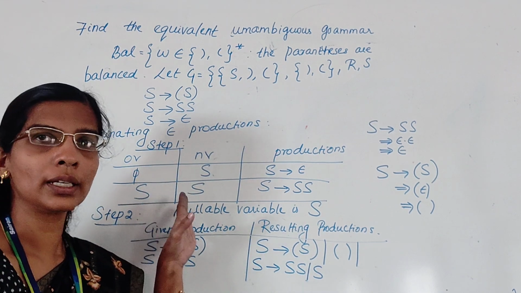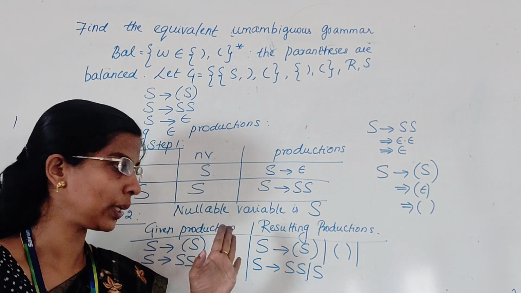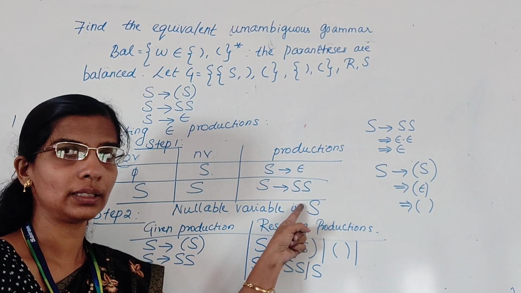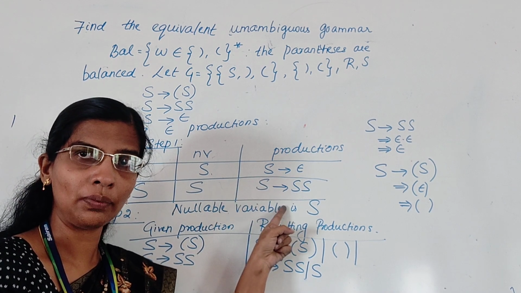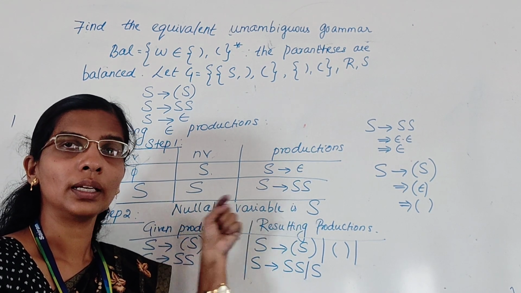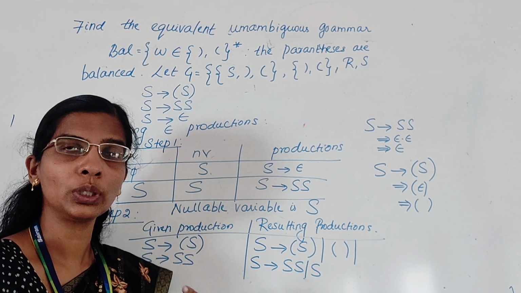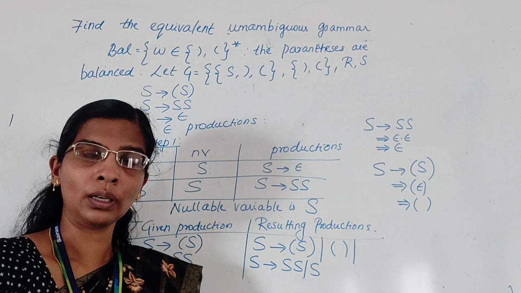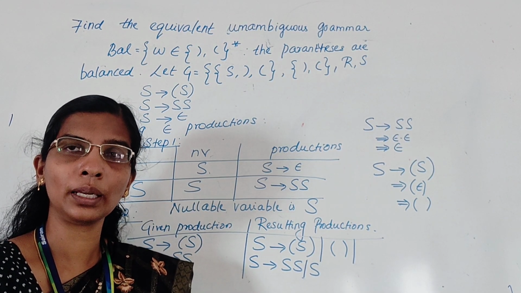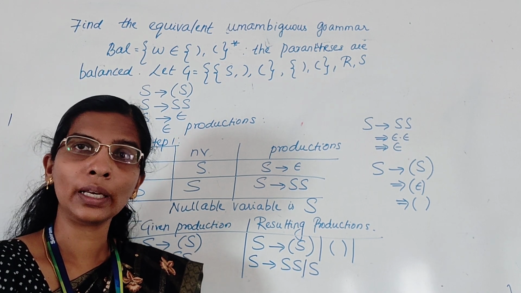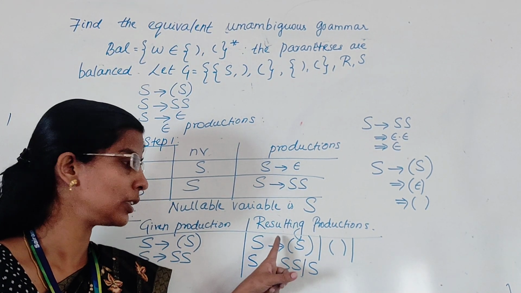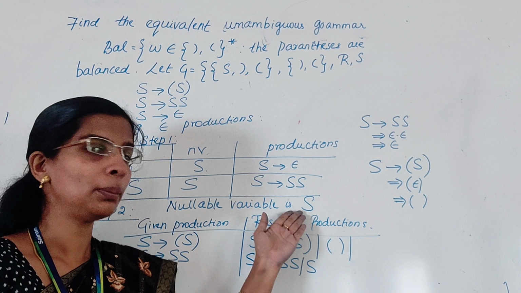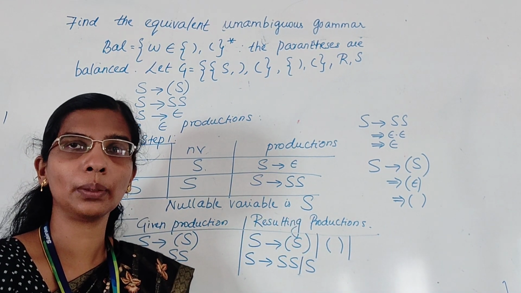So this is my step 1, eliminating epsilon production. Now you check here, the start symbol is a nullable variable. Since your start symbol is a nullable variable in this example, in the next step you have to include at most one epsilon. In the first step, since we are eliminating epsilon production, there won't be any epsilon in your resulting production. But the problem is your start symbol is a nullable variable here.